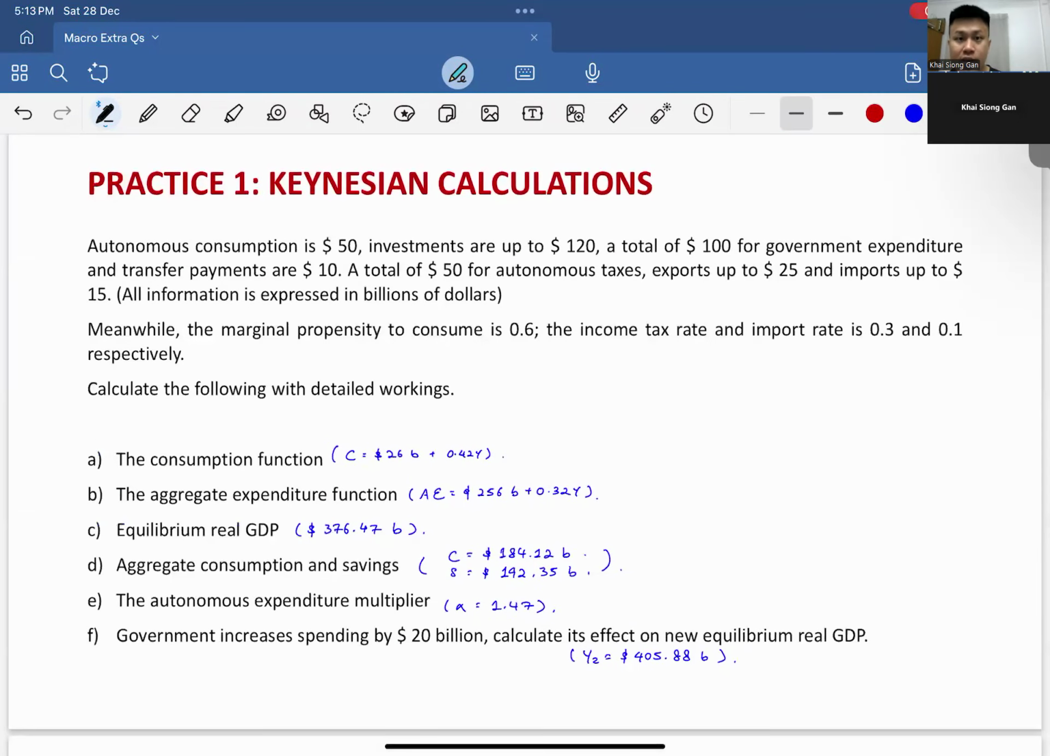Usually this kind of question, from A to F as you can see on the screen right now, will carry like 20 marks already. Therefore, calculation questions are quite easy to score, so try not to make any careless mistakes, so that at least you can score the calculation marks.